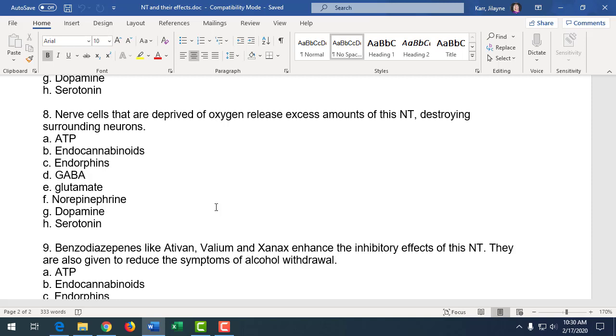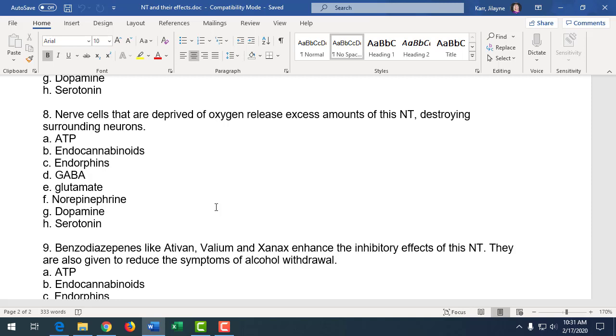So if someone has a stroke, those neurons are deprived of oxygen, and it causes a dumping of this neurotransmitter, and that is glutamate. Glutamate is released in excess amounts, and that damages the neurons. Excess glutamate kills neurons. So that's why the brain dies. If we don't get people in when they're having a stroke and reverse that, it just kills, because of the glutamate, it's like gasoline being poured all over the brain, and it's just dying as that process continues.